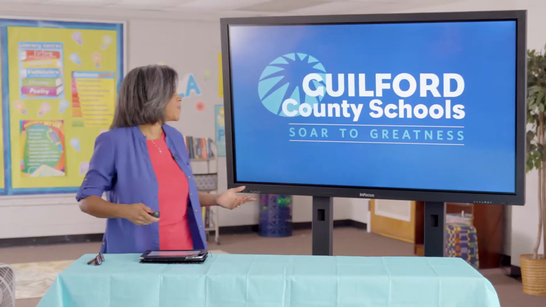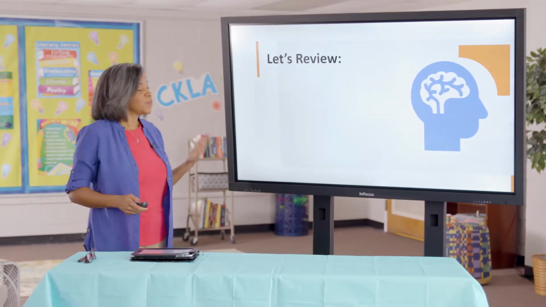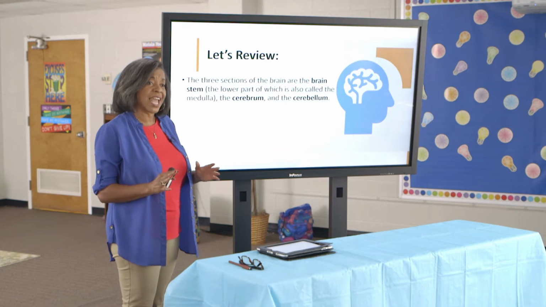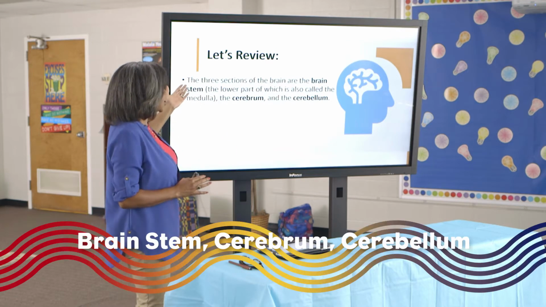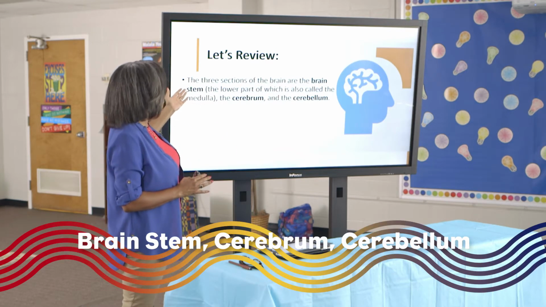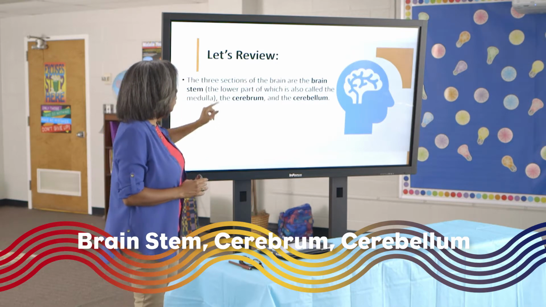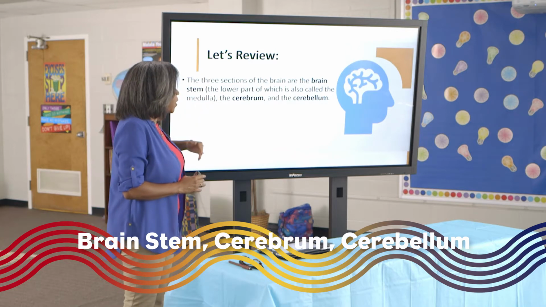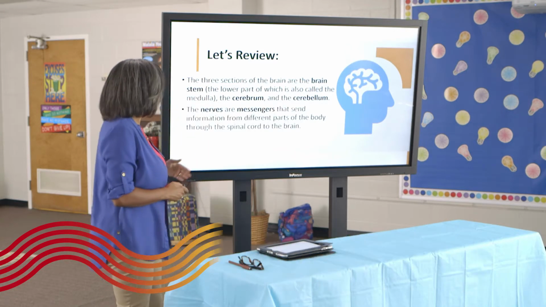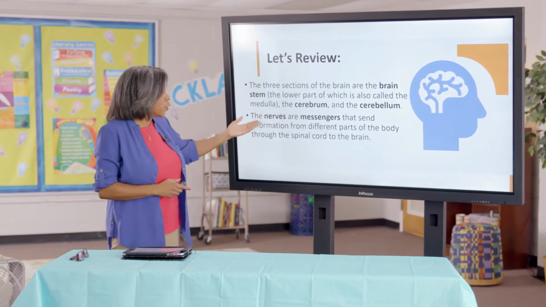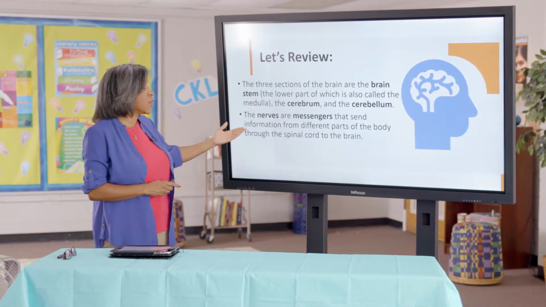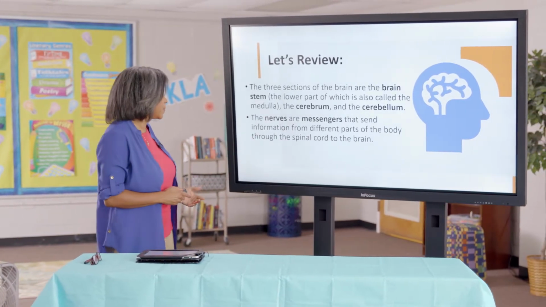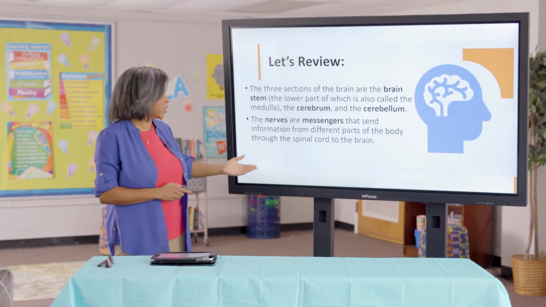Let's begin. So let's review. Last time we learned a lot about the nervous system. Specifically, we looked at the brain. There are three sections of the brain. The three sections of the brain are the brain stem, which is the lower part, also called the medulla, the cerebrum, and the cerebellum. We also learned the nerves are messengers that send information from different parts of the body through the spinal cord to the brain. So our nerves are extremely important.